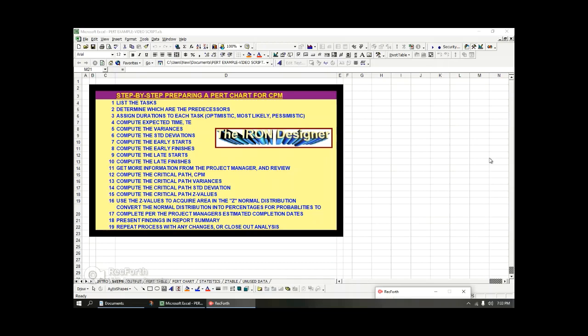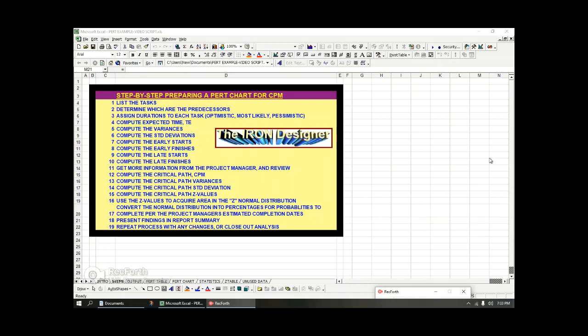The next thing from statistics is to compute the variances, and that's basically a formula that you could put into the spreadsheet. The next thing is to compute the standard deviations from the variances, which is basically just the square root of the variances. We'll give you the standard deviations for each task. The next thing we're going to compute is the early start time and the early finish time for each task. And that's basically going in the direction from start to finish.